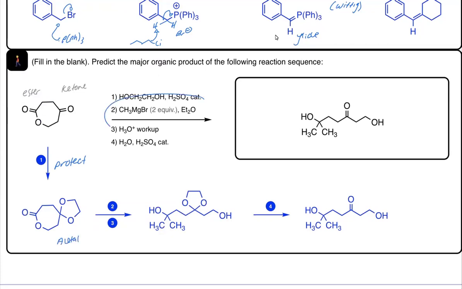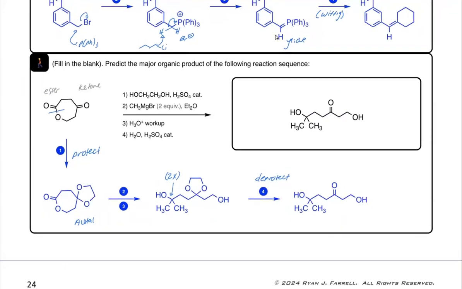From there, we can react with 2 equivalents of our Grignard reagent, and that would ultimately cause a ring opening, and there's a two-fold reaction at the carbonyl carbon of the ester. Then in step 4, we deprotect. We could react with aqueous acid, and that will hydrolyze the acetal, regenerating our ketone.